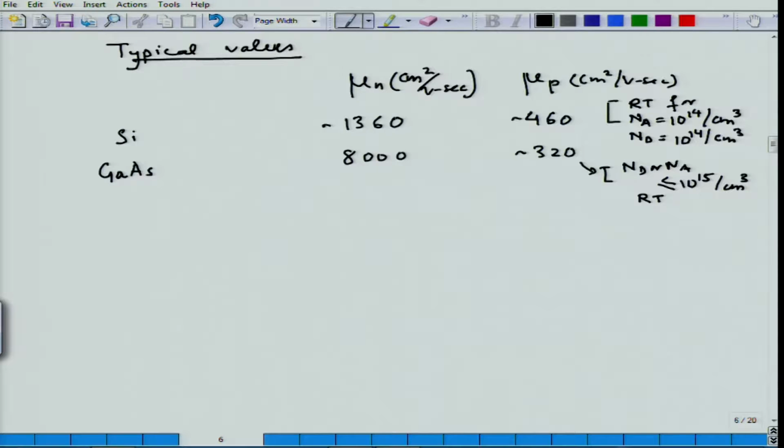So, as you can see from these numbers, there are certain observations you can make. In inorganic semiconductors, generally mu n is greater than mu p. It is easier to move the electrons in the conduction band than to move the holes in the valence band. This is true in general for inorganic semiconductors.